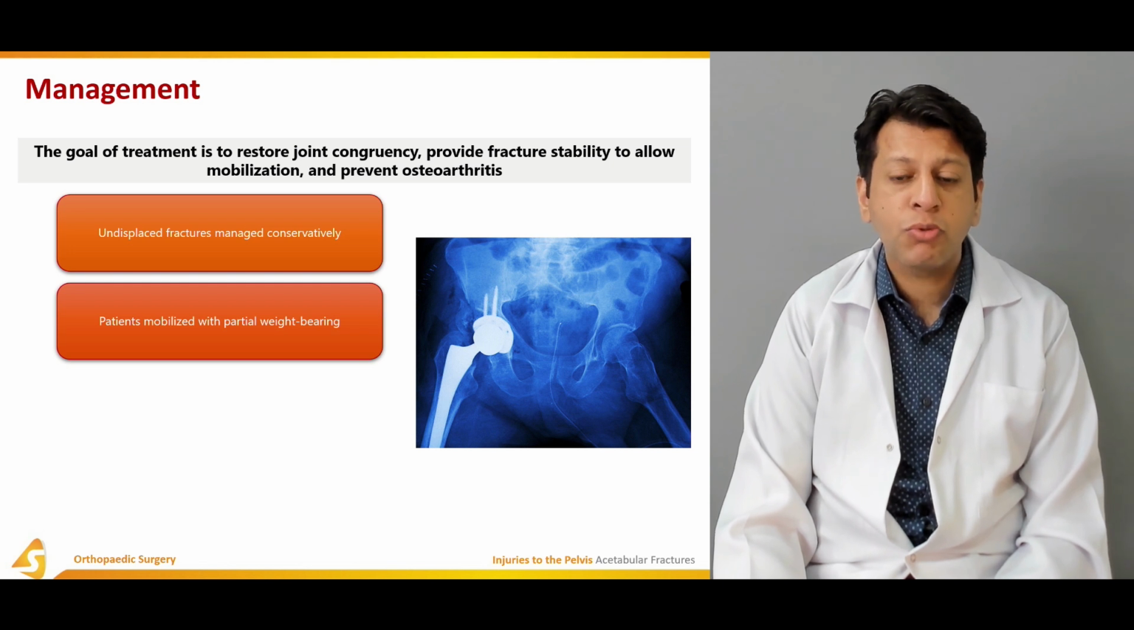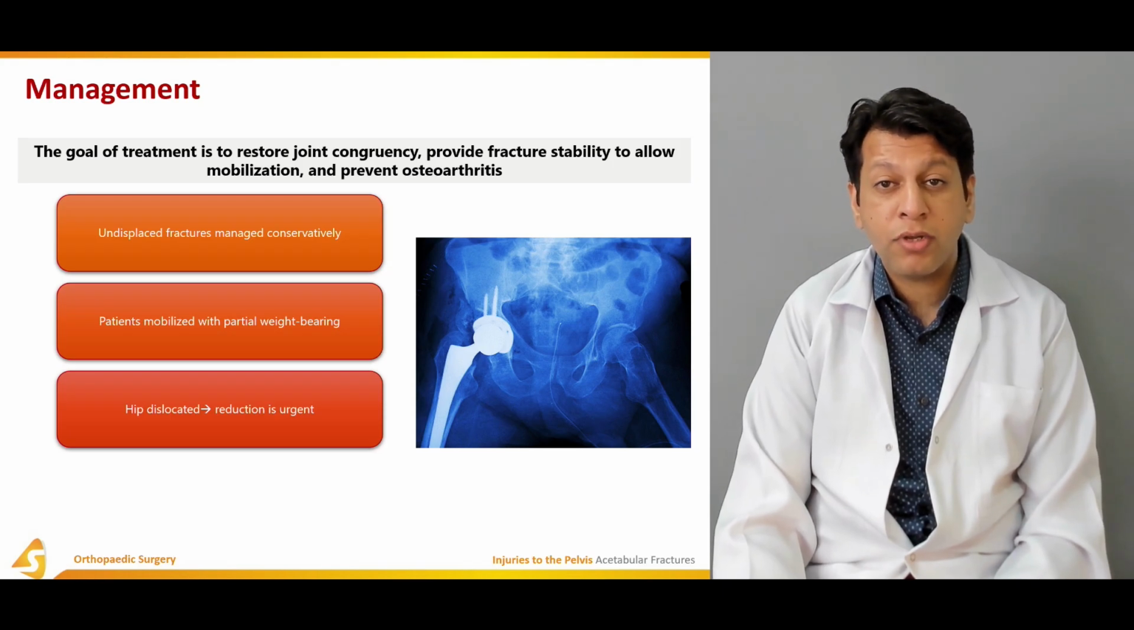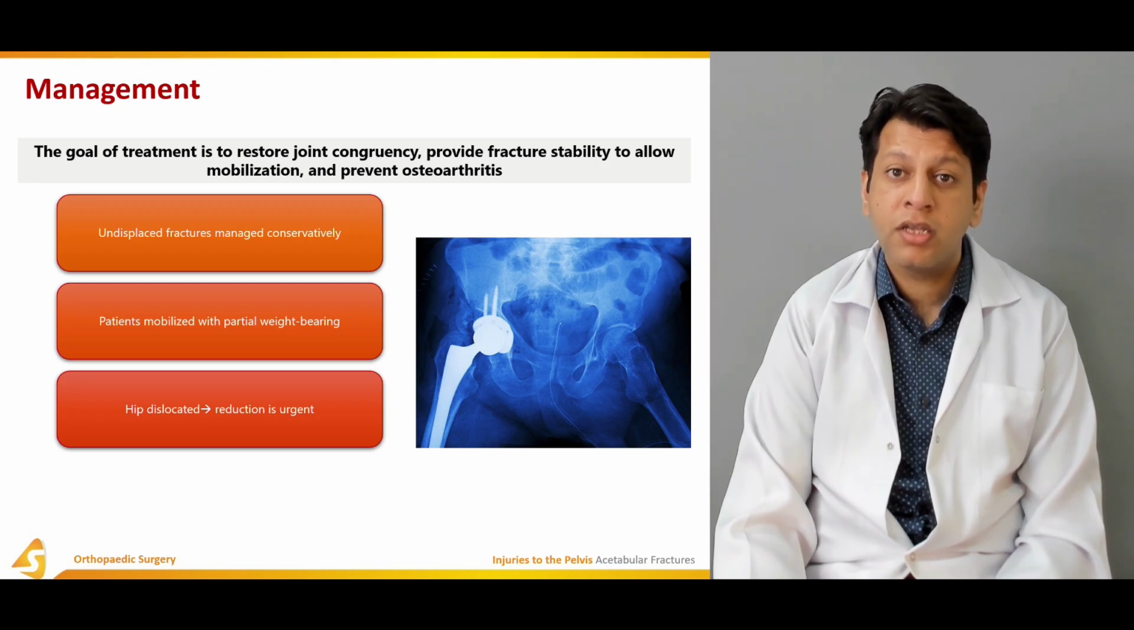Patients are usually mobilized with partial weight bearing, and after 3 to 4 weeks, complete weight bearing can be started. If there is an associated hip dislocation, then closed reduction of the dislocation is usually mandatory. And if we cannot reduce it closed, it requires an open reduction.